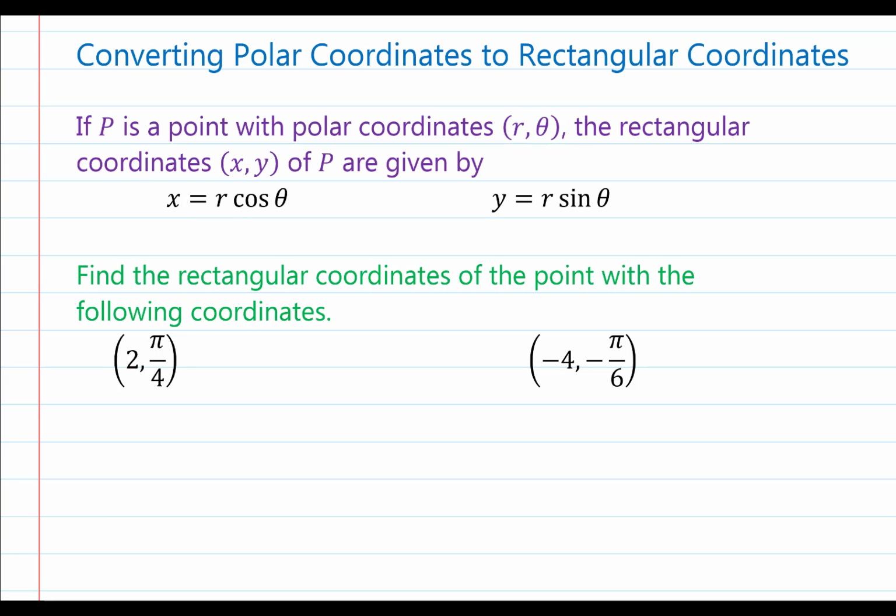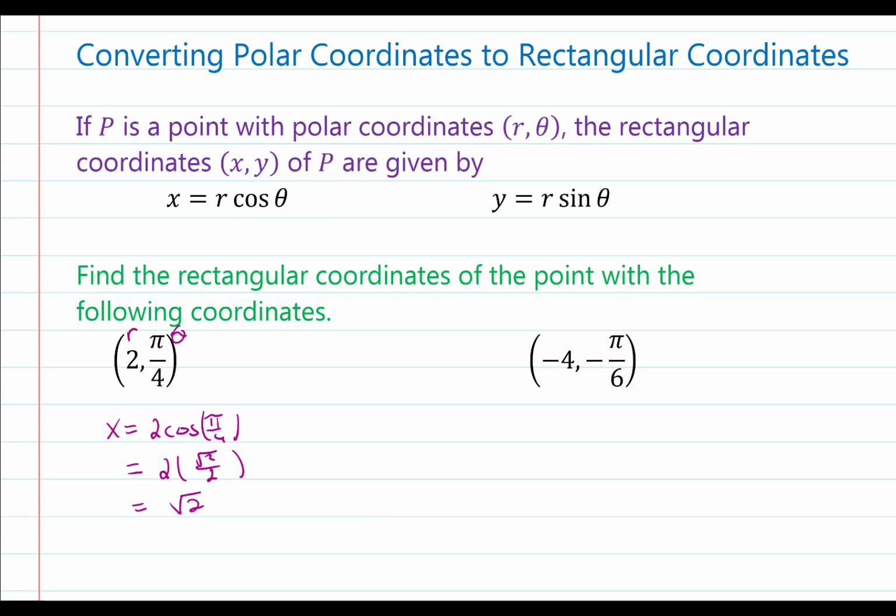We have, to start, 2 comma pi over 4. That means the value of r is 2 and the value of theta is pi over 4. As a result, x is equal to 2 times the cosine of pi over 4. We know the cosine of pi over 4 is equal to square root of 2 over 2, so we're going to replace that with the square root of 2 over 2. Then find the product to get the square root of 2.